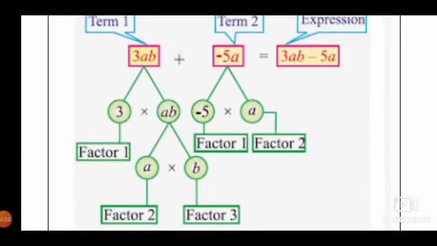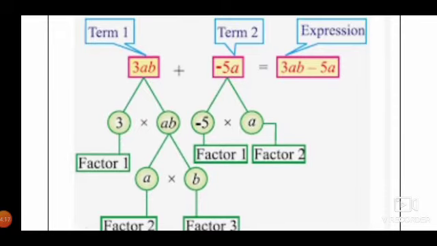So 3ab can be written as 3 into ab, and ab can be written as a into b. So in 3ab, there are 3 factors involved. Now for term 2, minus 5a, the factors are minus 5 into a. So minus 5 is factor 1 and a is factor 2. So for the second term, the factors are minus 5 into a. Expression means combining together and saying 3ab minus 5a. This is known as an expression.